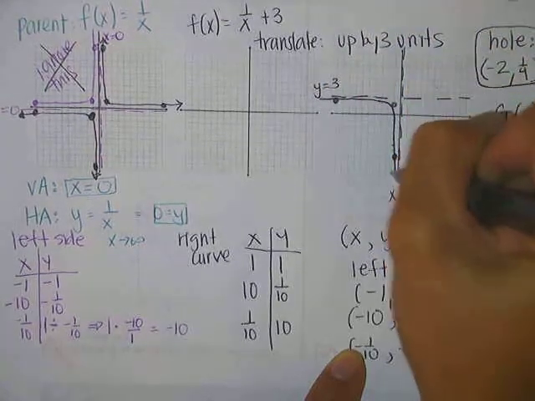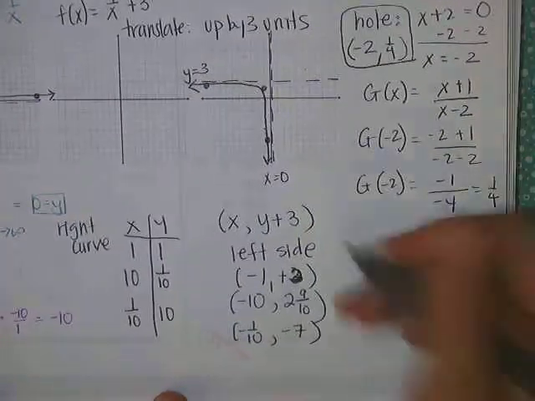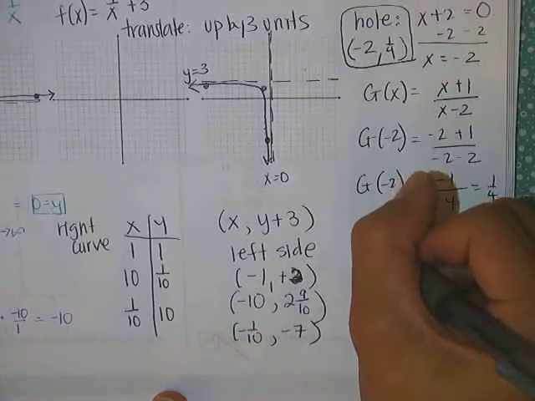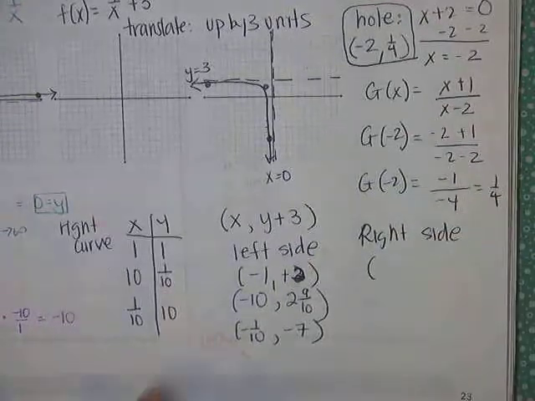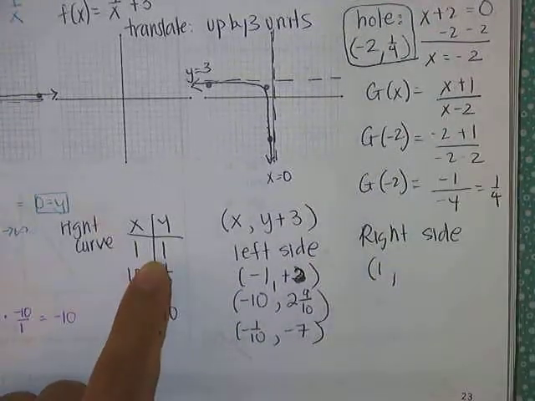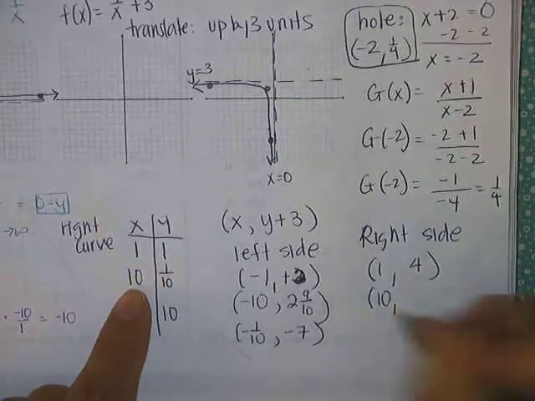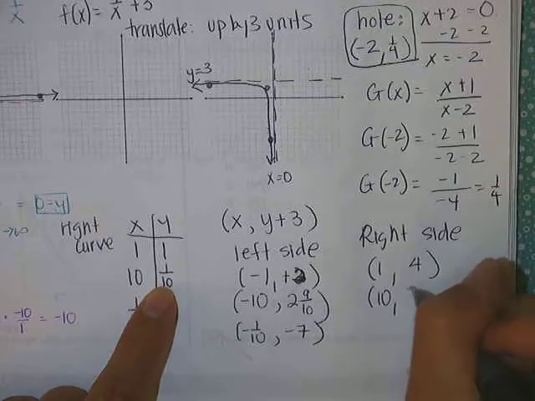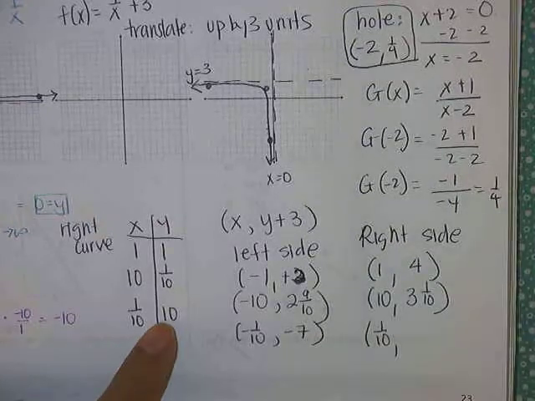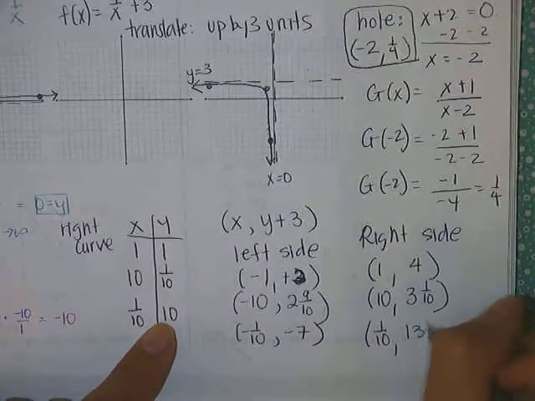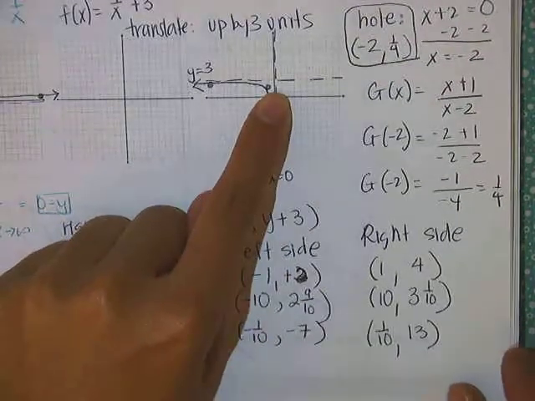So let's plot them. -1, comma, positive 2, which is up here. -1/10, comma, 2 and 9/10, that's very close to your horizontal asymptote, which is all the way up here. -1/10, comma, -7. So that's close to the vertical asymptote for the -1/10, and then we'll count 7 spots down. 1, 2, 3, 4, 5, 6, 7. Plot my dot. Alright, and that is the left. And we're going to do the same exact thing for the right. Right side.